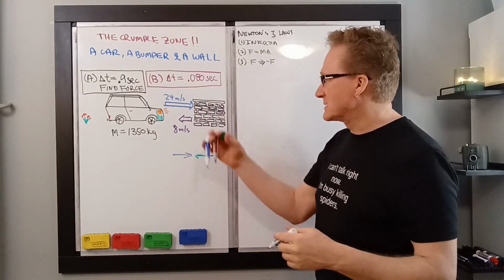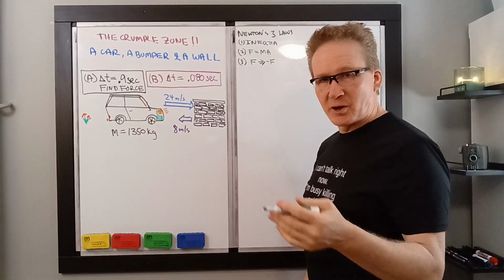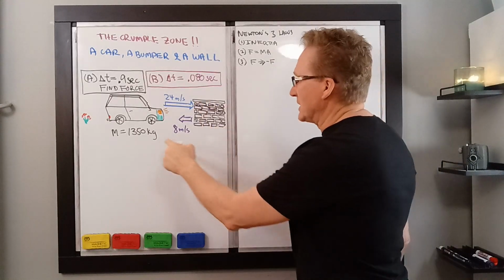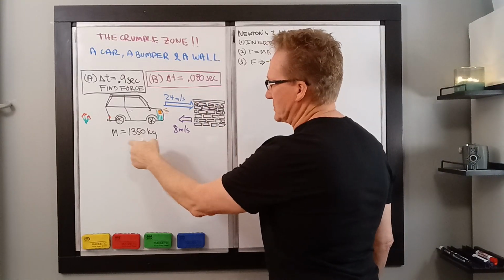Quick review of Newton's 3 laws. Now let's get to this specific problem. When we do a problem like this, we always start by collecting the different things that are given. We already have the mass written down here, so I'm just going to leave that there.